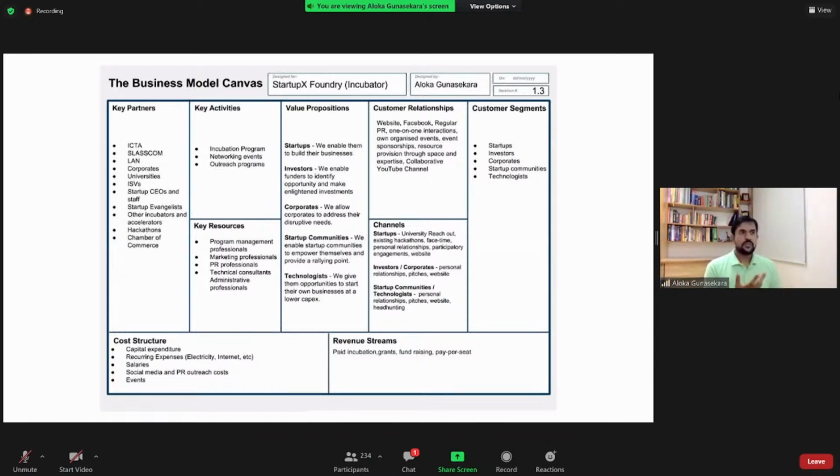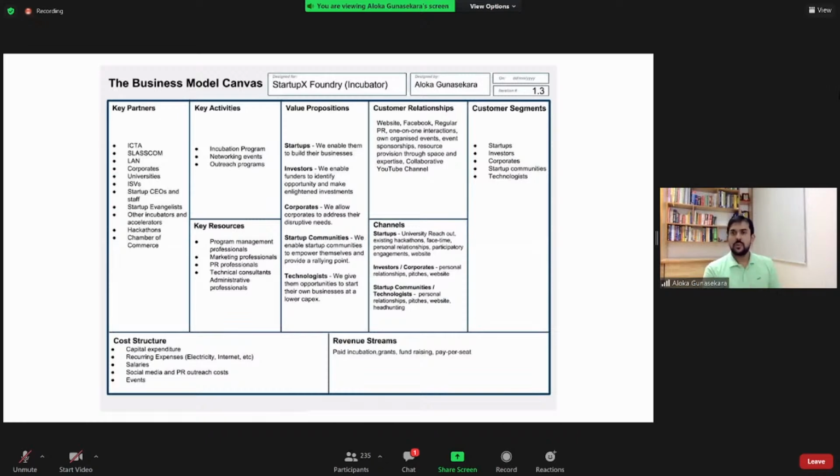Startup X Foundry is an incubator. So in it, what we did was we actually incubated a few startups so that we could get to an exit point and earn some money out of it. And that's the motive, right? We literally wanted to set up some good businesses and then exit them so that we get some money. Nothing wrong with it. So our customer segments were startups, investors, corporates, startup communities, and technologies.